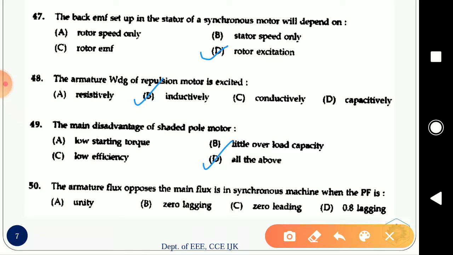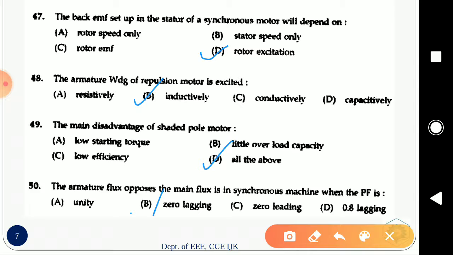Moving on to the last question. The armature flux opposes the main flux in synchronous machine when the power factor is. Over here, the answer is option B, 0 power factor lagging. Option B is the correct answer. Just for your information, if the power factor is unity, in that case the armature flux phi A lags phi m by 90 degrees. When the power factor is 0 power factor lagging, then it will lag by 180 degrees as discussed in the question.